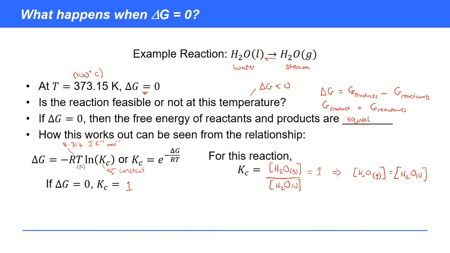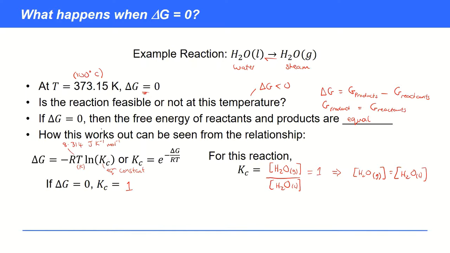So if we had this in a sealed container such that we could reach equilibrium and we put it at exactly 100 degrees C, we would expect to see an equal concentration in the gas phase as in the liquid phase. Not 50% of the molecules necessarily, but an equal concentration.